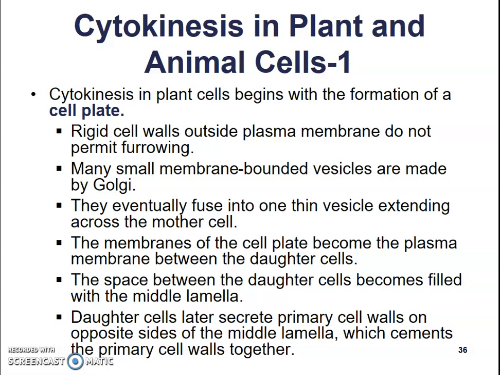That forms a new cell membrane between the two. It becomes filled with middle lamella, which is a substance that is found between cell walls. And the daughter cell later secretes primary cell walls on opposite sides of that little lamella, which cements the primary cell walls together. Kind of like building a brick wall through the middle of the classroom. Okay? It would separate it into two distinct rooms.